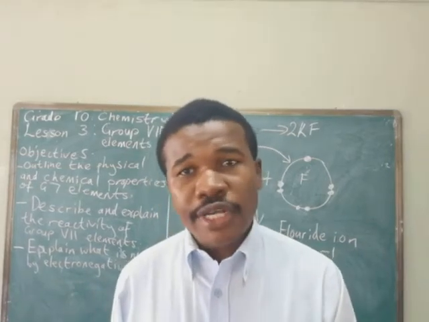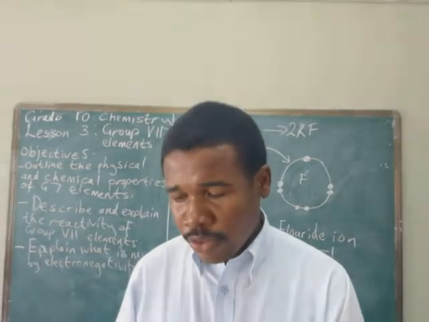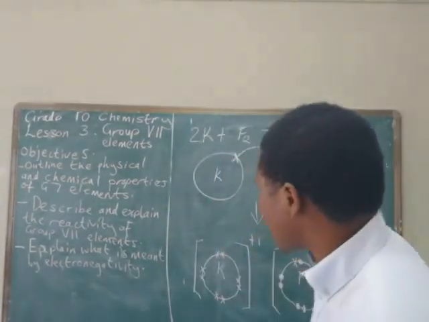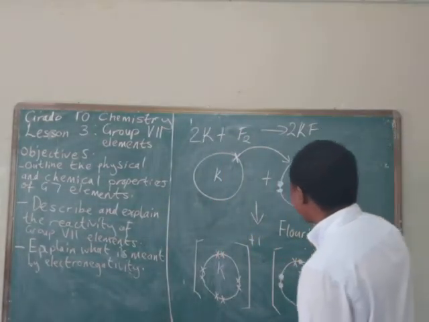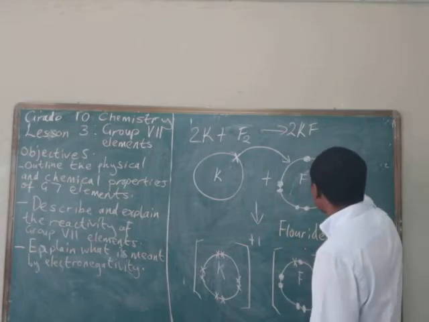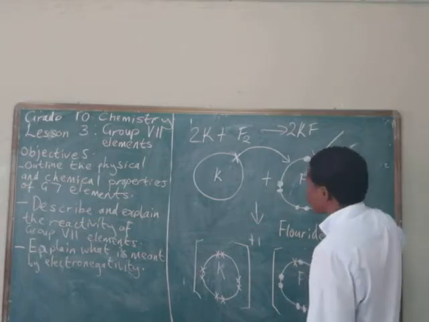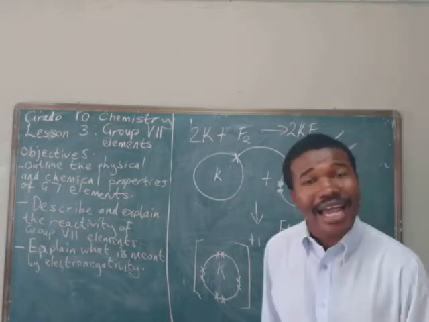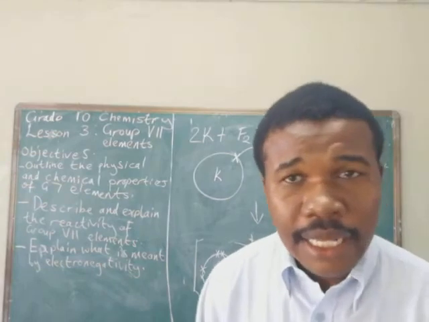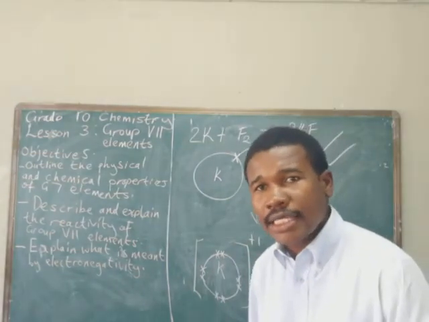The most reactive elements or atoms in group 7, the most reactive atom, is this one, fluorine. That is a highly reactive atom. Why is it highly reactive?